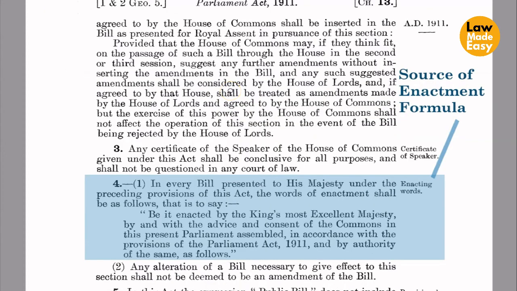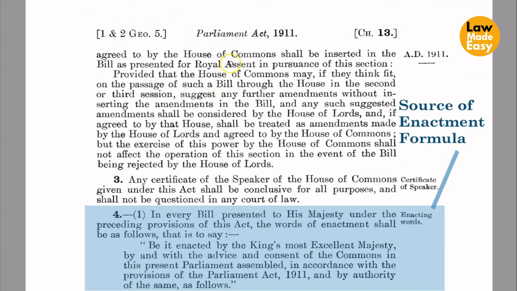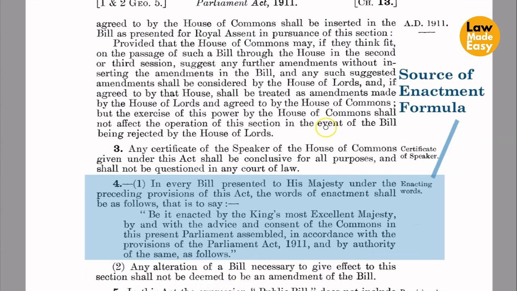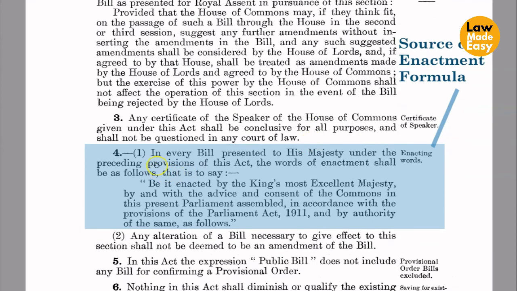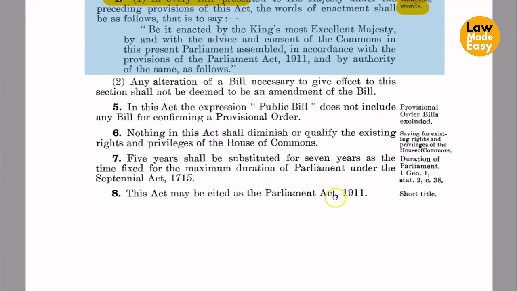And while we are discussing Parliament Act 1911, you should know that this Parliament Act 1911 is the source of enacting words and enactment formula that we learnt before. It states in section 4 that in every bill presented to His Majesty, these enacting words should be used, be it enacted by the King's most. So this is the source of enactment formula. This is something for your knowledge.